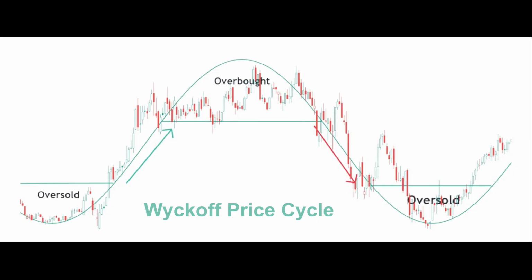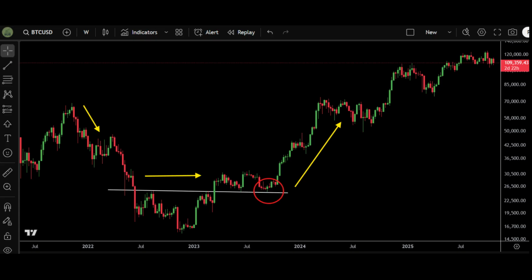The Wyckoff logic shows a basic cycle that often repeats itself, and once you know it, you can spot when strong buyers are loading up before a big move happens. This logic breaks the market into four phases: accumulation, markup, distribution, and markdown.